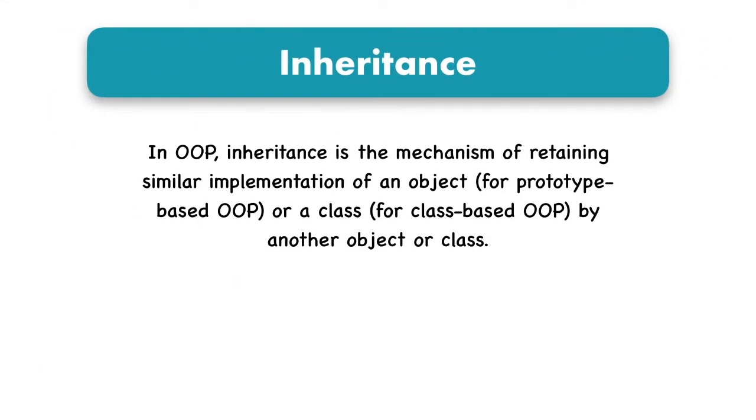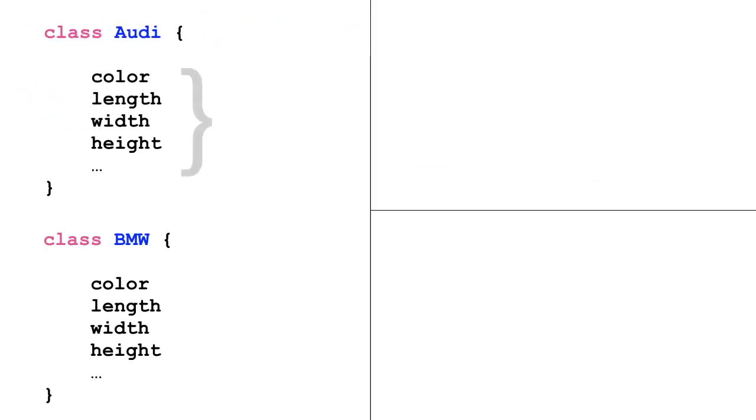In object-oriented programming, inheritance is the mechanism of retaining similar implementations of an object or a class by another object or class. For example, we have two classes, Audi and BMW. Both of these classes will have data fields like color, length, width, height, etc. Now you have only two classes for two different cars. If you have hundreds or thousands of classes, you will need to rewrite all of these data fields again and again for each class. And it will become worse if you want to change any data field name. Inheritance can easily solve this issue.